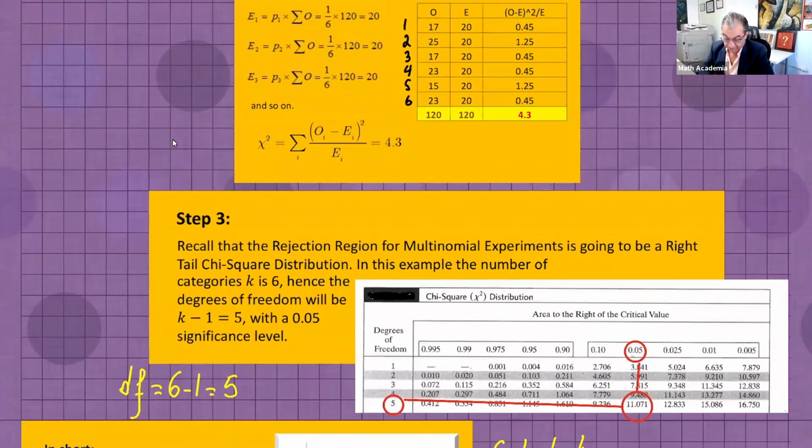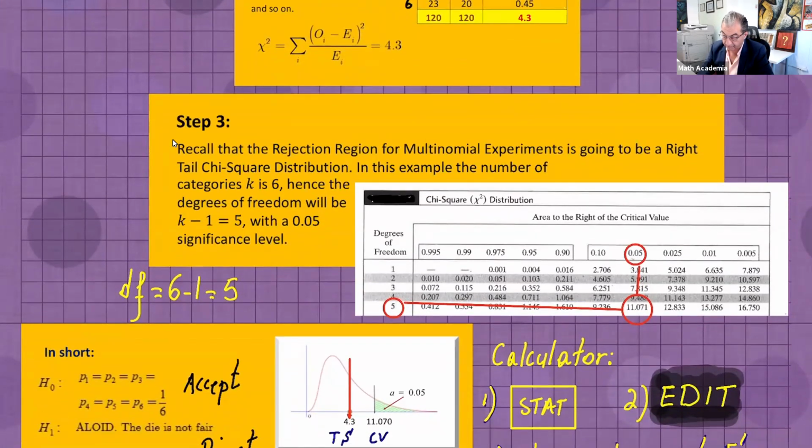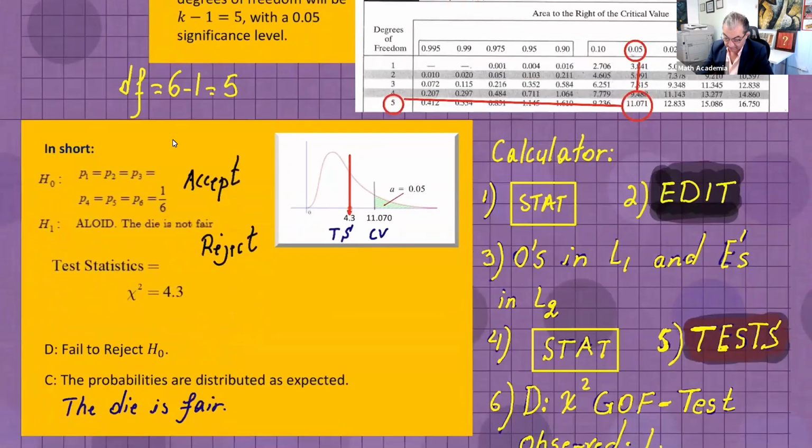Now, step 3, of course, we have to find the critical value. Recall that the rejection region for multinomial experiments is going to be the right tail of the chi-square distribution. In this example, the number of degrees of freedom is k minus 1, and we have 6 categories because we have 6 numbers. 6 minus 1 is 5, and alpha was given in the problem. So go to your chi-square table, and I did that for you. If you go to alpha and degrees of freedom 5, you get 11.07.